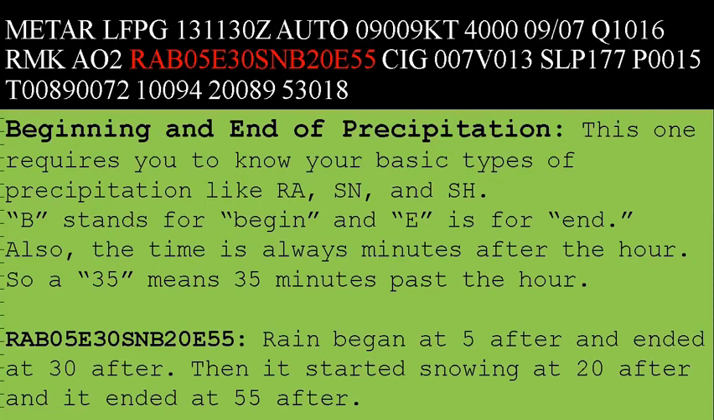So if we practice this again and again, we will find it very easy and we will remember everything. You don't have to memorize it; you simply say that RA is rain, B is beginning, 05, so 5 after, ending 30 after, then it is snow, beginning 20 after, then ending 55 after. It's that simple. You just keep practicing it and you will master your METAR series.